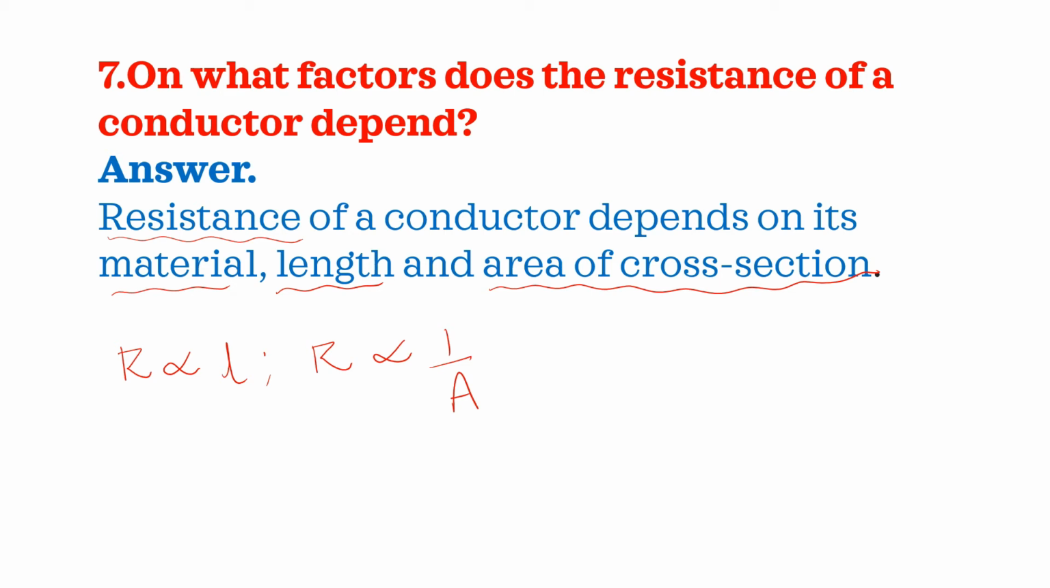So, on what factors does the resistance of a conductor depend? The resistance of a conductor depends on the nature of the material, its length and its area of cross section. Three factors: one is the nature of the material, one is the length, and the other is the area of cross section.